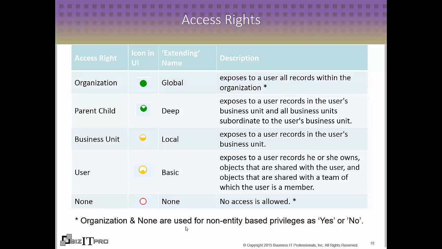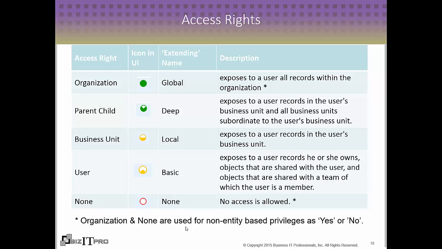Business unit access allows the records that are owned by other users and themselves in the same business unit only. User-level access rights give a user only those records they own, or those records that are shared with a team in which the user is a member. And none means no access is allowed.